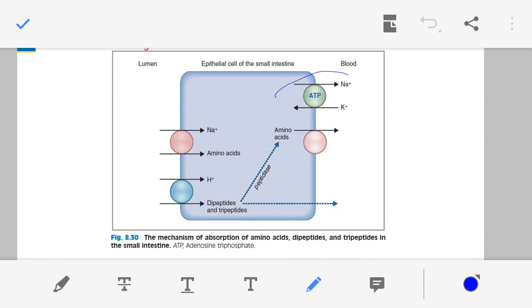Here the sodium potassium pump is shown, and this is the transportation of sodium and amino acid. So this transporter or carrier protein is known as sodium amino acid co-transporter.